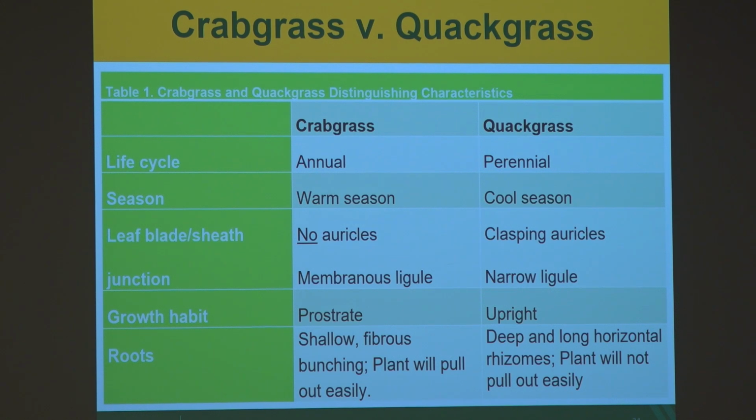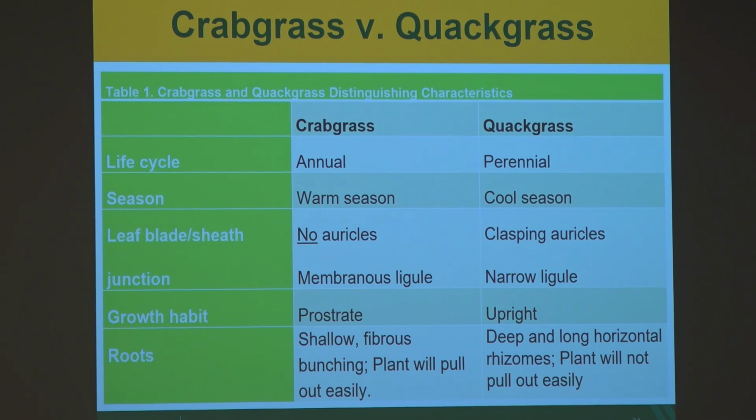As far as the growth habit, crabgrass, the tillers are going to lie flat on the ground. Quackgrass is going to have an upright habit. And then look at the root system. With crabgrass, it has a shallow branching root system. It doesn't have rhizomes. So particularly when it's in the young stage, it's fairly easy to pull out and you can get the root system.